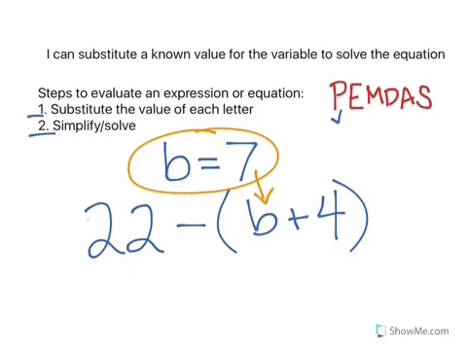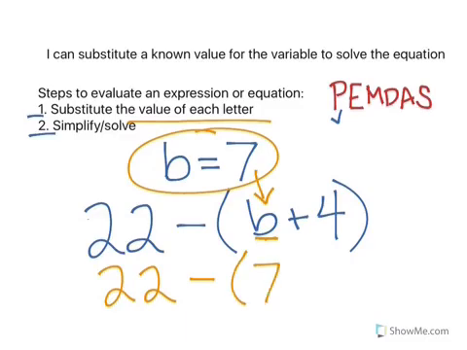So when I think about PEMDAS, I see there are parentheses, so I'm going to start right there. The first thing that I need to do when I know the value of the variable is I'm going to substitute it in for each letter. Well, there's only one b, so I'm going to substitute it one time. So I need to rewrite this expression. 22 minus, here's my variable, (7 plus 4). Now I can solve it.